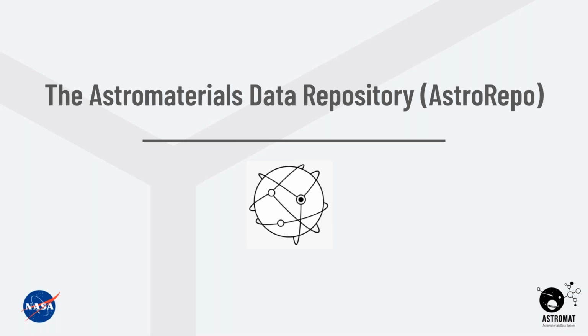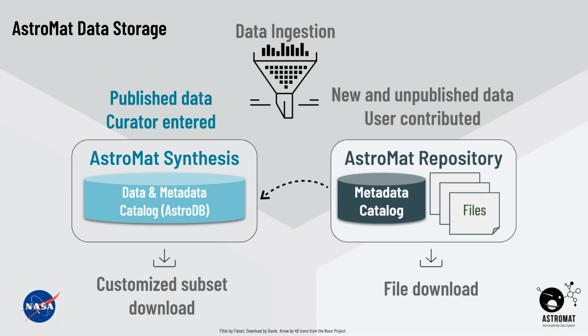Okay, I'll give you a brief overview now of the Astromaterials Data Repository, AstroRepo. AstroRepo is part of the Astromat data storage. New and unpublished data is contributed by users. The metadata catalog sits alongside the files and are available for file download. This sits alongside Astromat Synthesis, which is the data and metadata catalog, AstroDB, that contains published data that is curator entered.